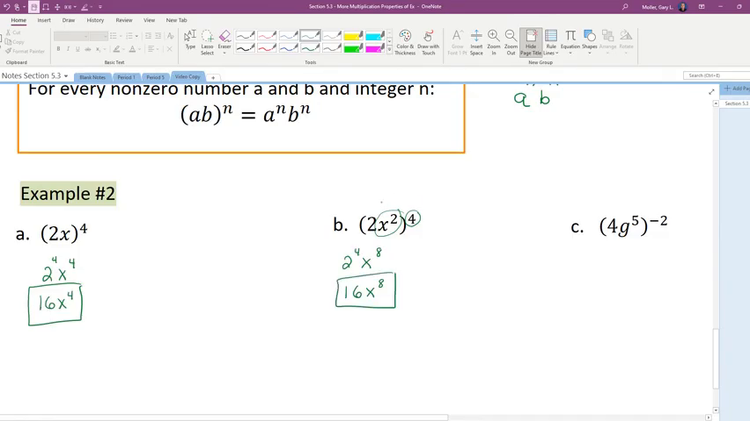So each of them get the power. If they already have a power, then we use the first rule from today and we multiply them together. So this becomes 4 to the negative 2, g to the negative 10, which means they're both negatives. So they're going to end up in the denominator. 4 squared is 16, and g to the 10th is g to the 10th. They both get squared, and they both get moved to the bottom.